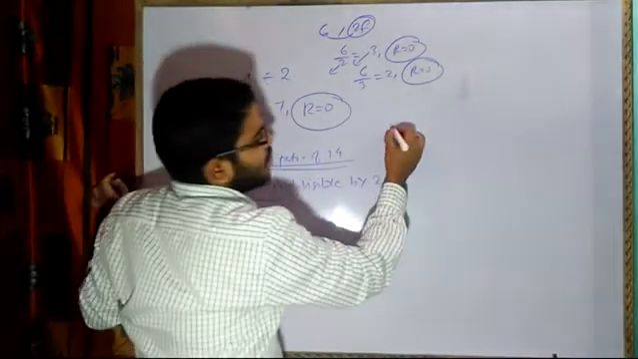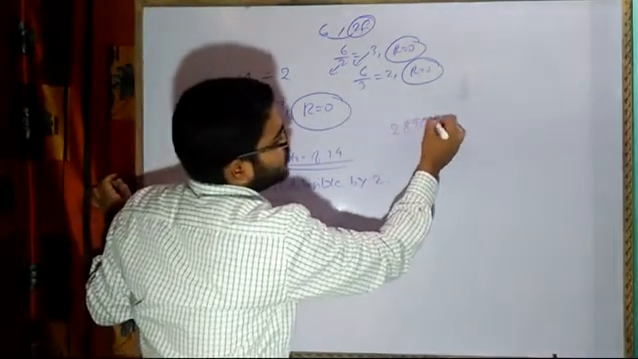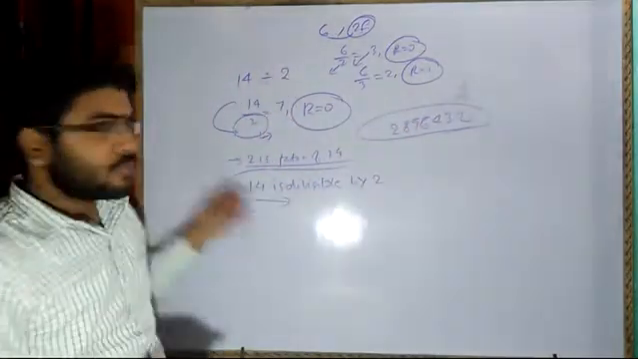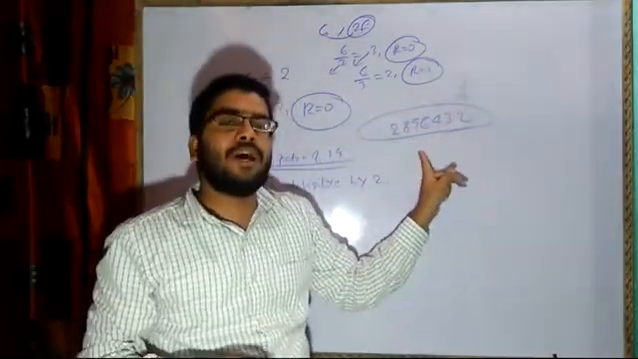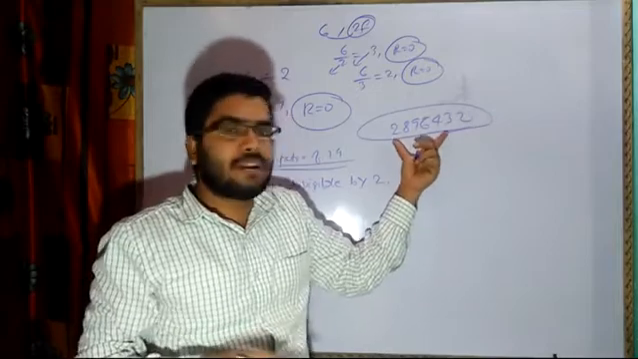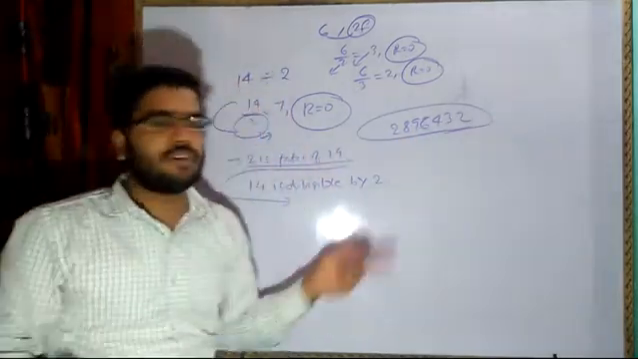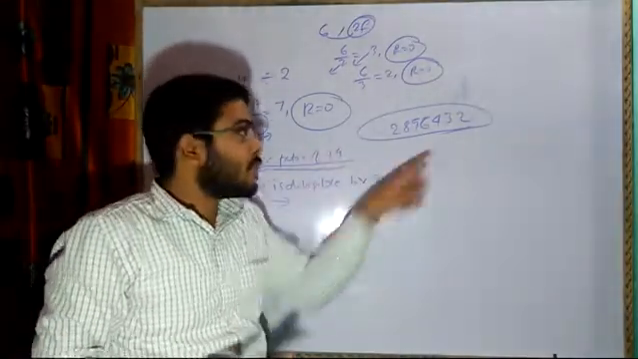Now if I say a number like 2, 8, 9, 6, 4, 3, 2. Is this number divisible by 2? How to know? This is a very big number. The earlier one was a small number, and we very easily said, yes, 2 sevens are 14, so it is divisible. Okay, correct. Now what about this?